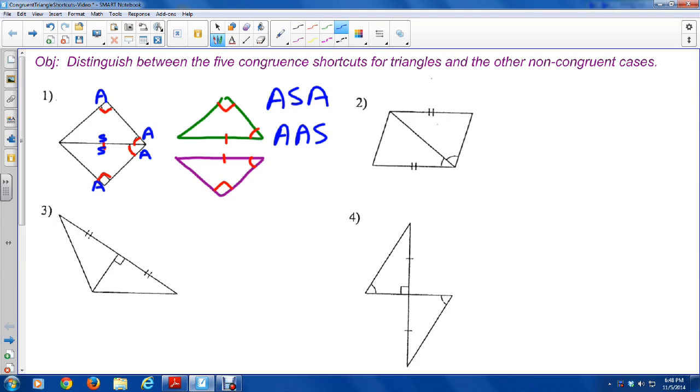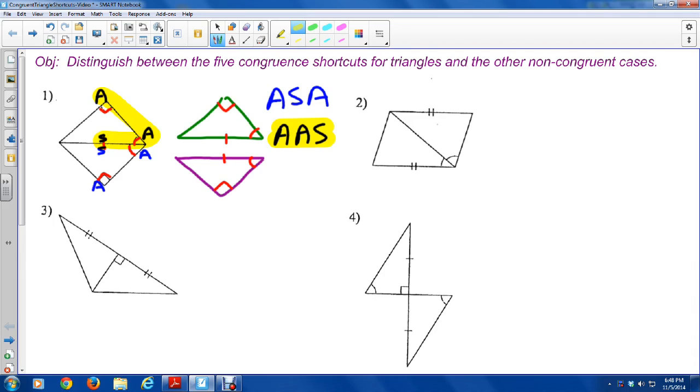Okay, and there's a couple ways to do this. Some people like to read around their picture. For instance, if I start up here and I read the A, the next thing I come to is A, and then S if you're going around your triangle. So that gives me angle, angle, side.